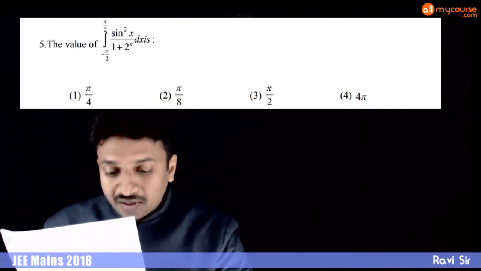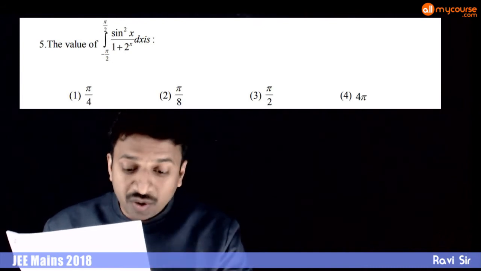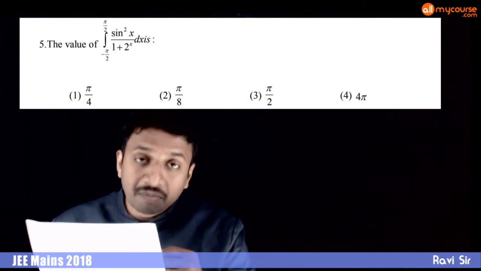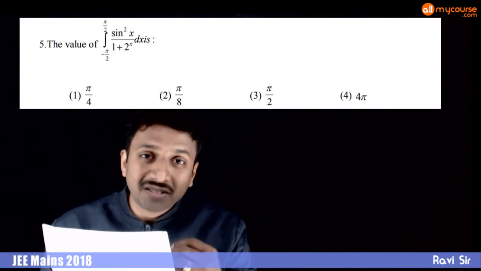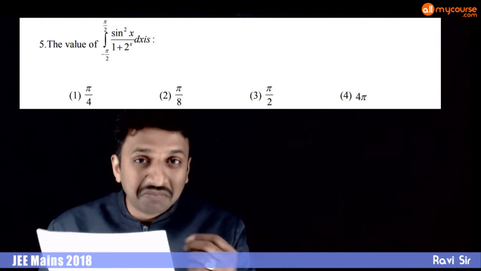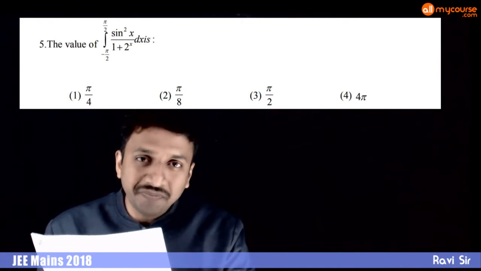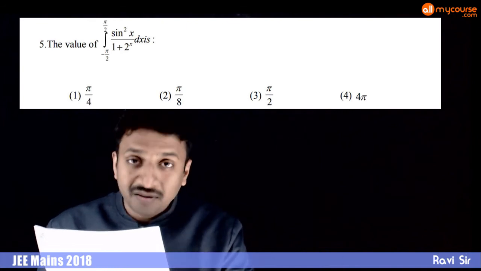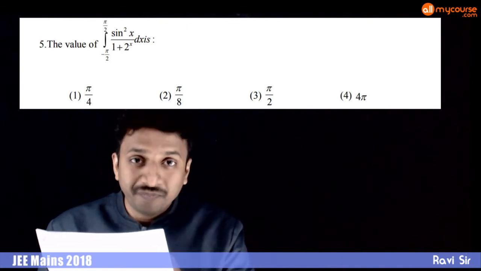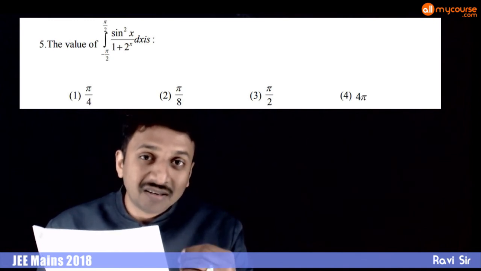Next question. You're asked to find the value of integration minus pi by 2 to pi by 2 sine square x by 1 plus 2 power x dx. A very straightforward question from definite integration. You just need to use the properties of definite integration, and the answer will turn out to be pi by 4. The answer is pi by 4. So let us look at the detailed solutions later. This is just a video containing the keys.